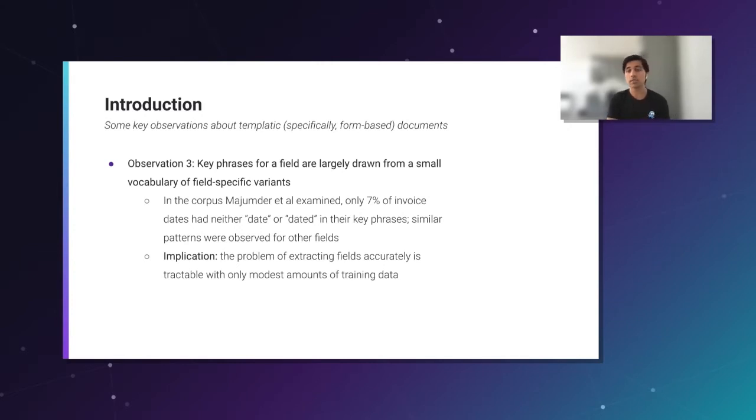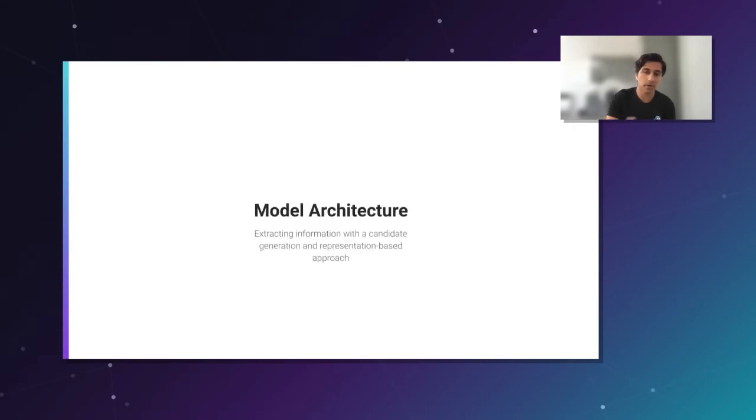Cool. So these are the three fundamental observations about extracting fields from templatic documents. The authors then use these three observations to develop their system that is based on candidate generation and representation learning. So in the next part of this talk, we'll discuss exactly what this architecture is, how we might extract information with candidate generation and representation learning based approaches, and why that might be exciting as an avenue for generalizing out of distribution into new templates.